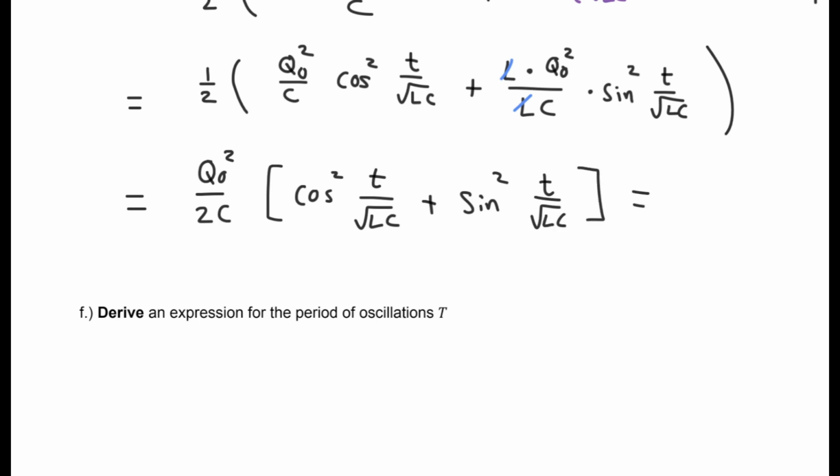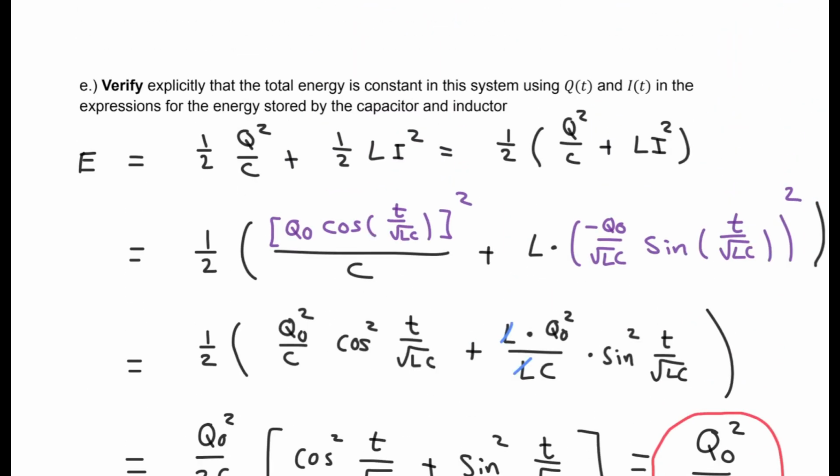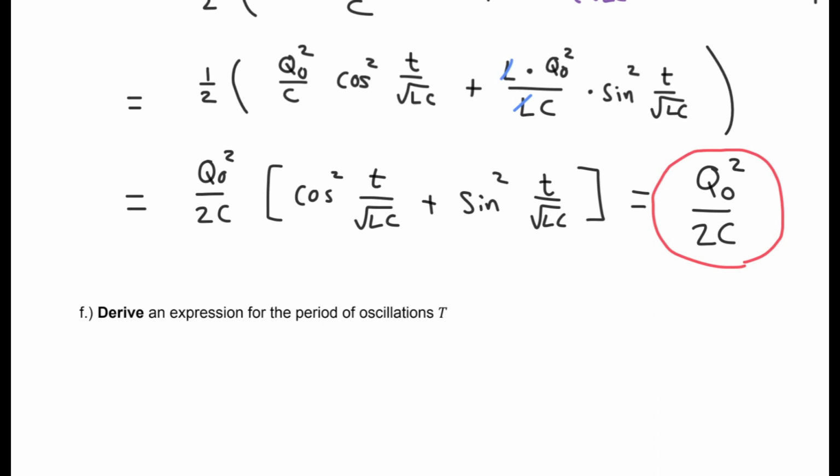And since sine squared plus cosine squared is equal to 1, we see that we do in fact get a constant energy, which is just the total energy stored by the capacitor when charge is at a maximum. This could also be written as 1 half times L times the maximum current squared, but we just showed it's constant. I think this is definitely just a lot of algebra, but I think it's interesting to show explicitly, and we get to use that nice little trig identity.